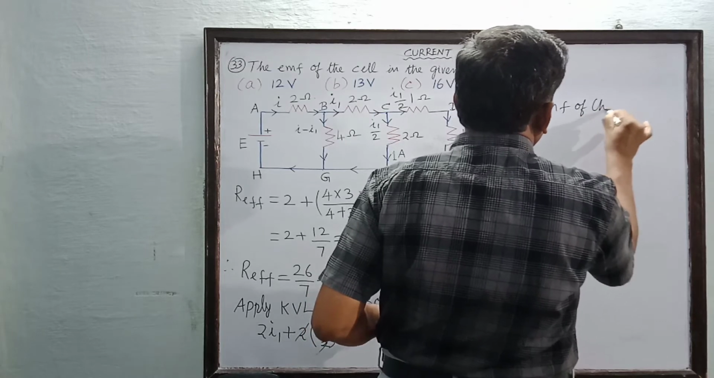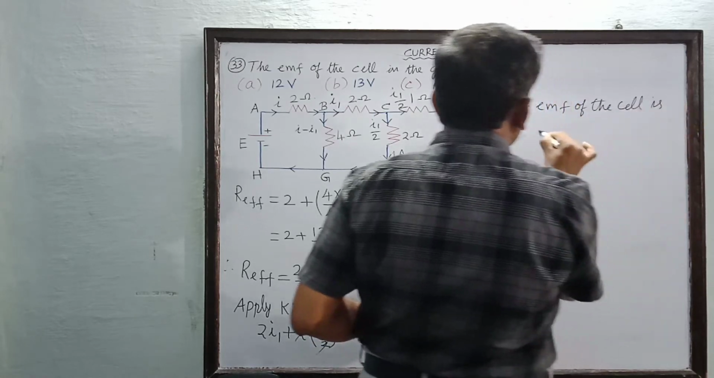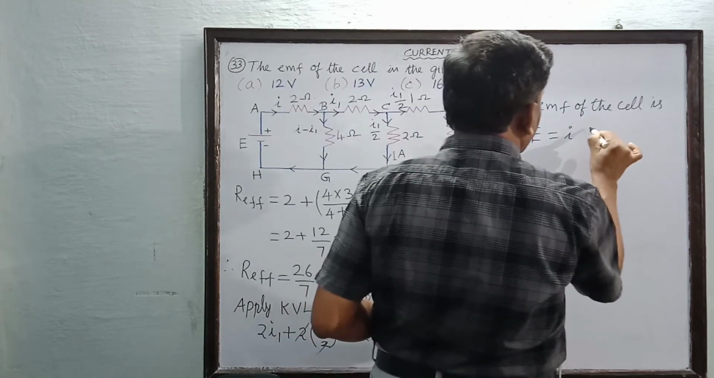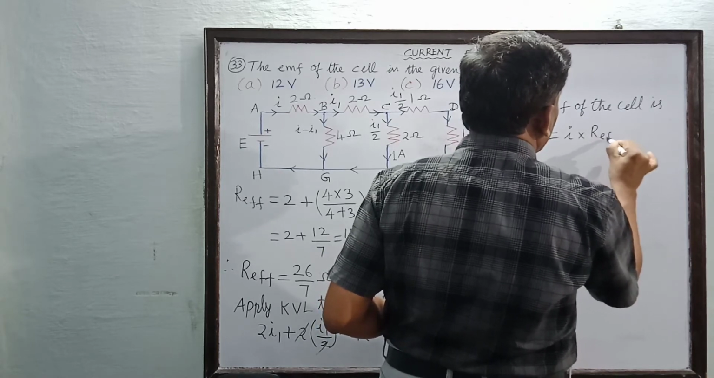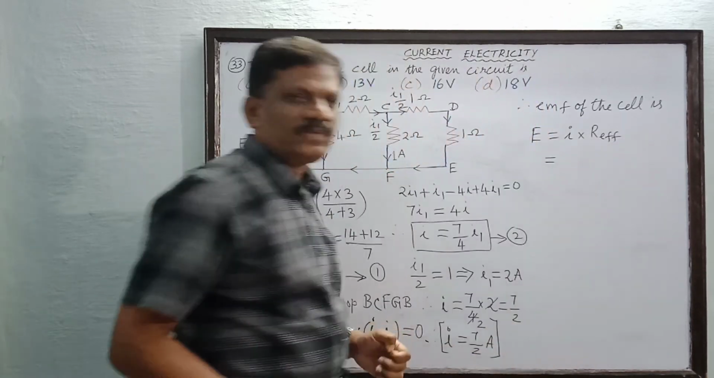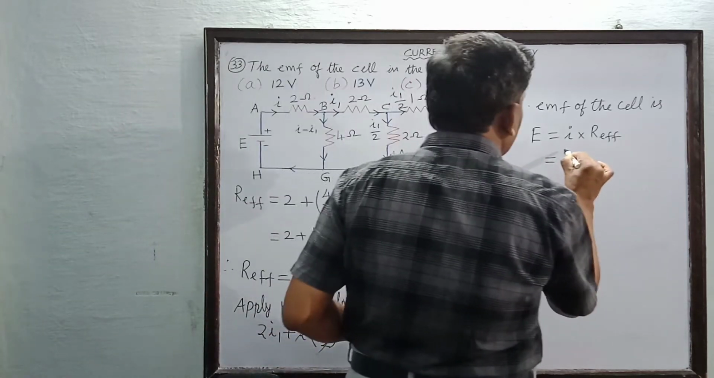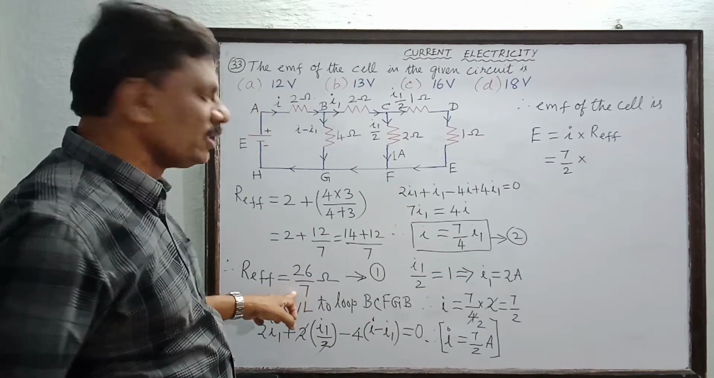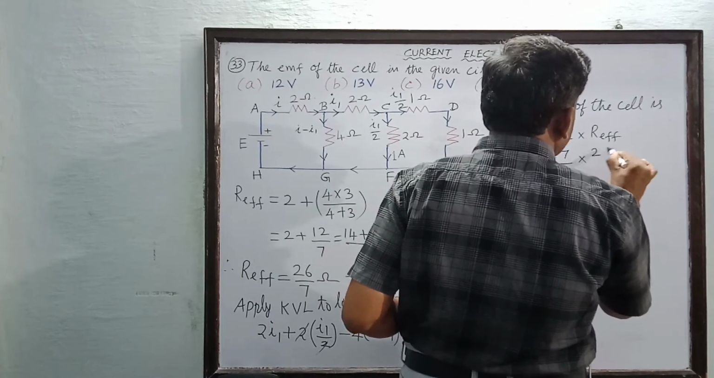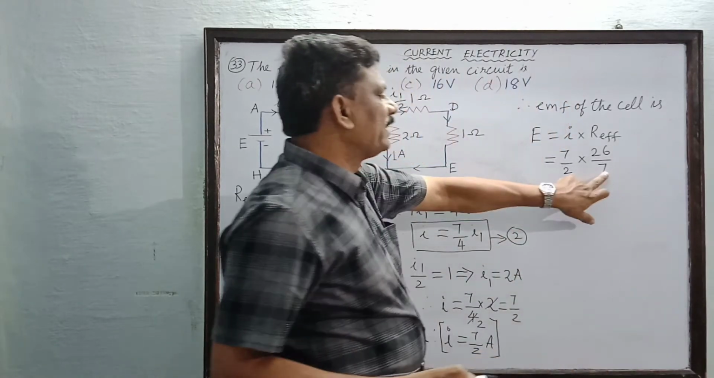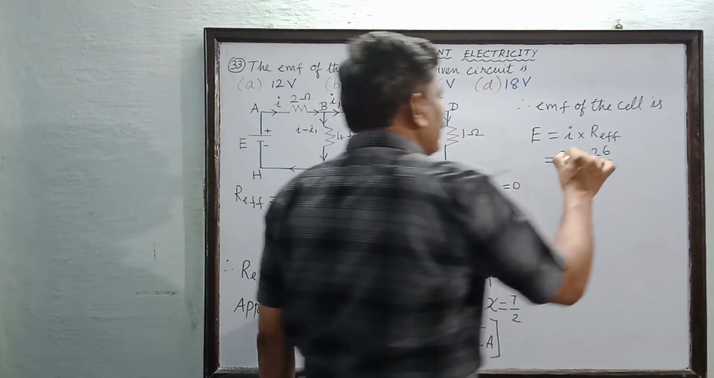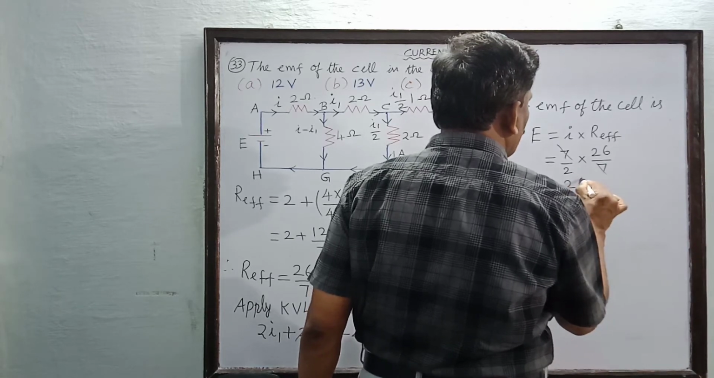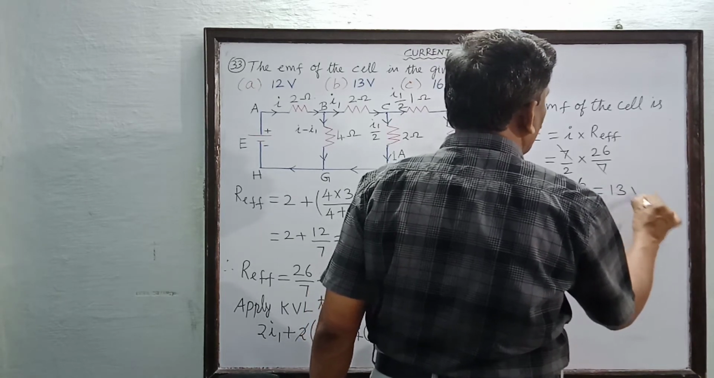The EMF of the cell, E, is equal to this main current I into the total or effective resistance R effective. The current I is 7 by 2 ampere, into the effective resistance, which is 26 by 7. So which factor can be cancelled here? The 7 can be cancelled on both sides. So this is equal to 26 by 2, which is 13 volt.